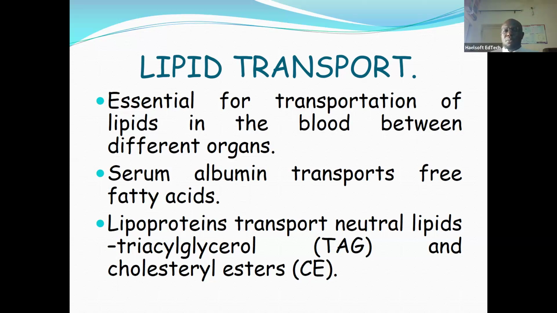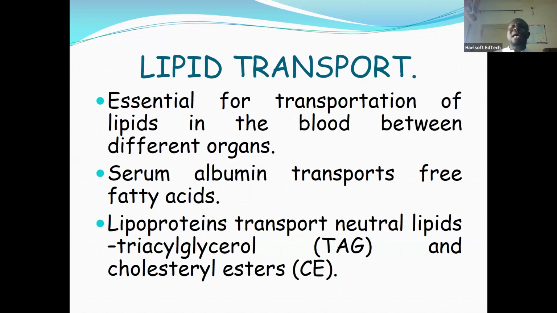Now, when you want to synthesize triacylglycerol, you want to build it up. It's an anabolic process. And this process of building up to give you triacylglycerol is known as what? Lipogenesis. So lipogenesis and lipolysis are two different things. When we are talking about lipolysis, we are breaking down. It's a catabolic process. When you are talking about lipogenesis, it's a synthetic process. You are trying to build up.